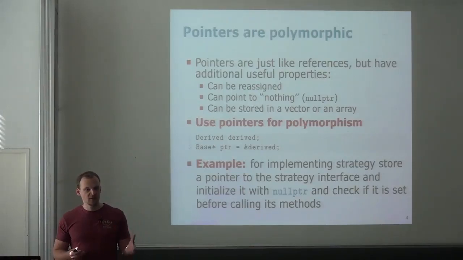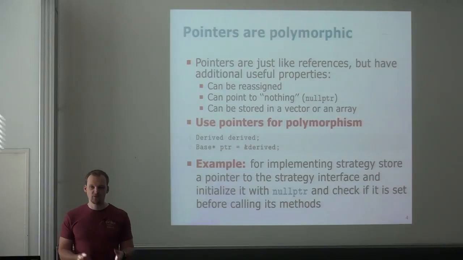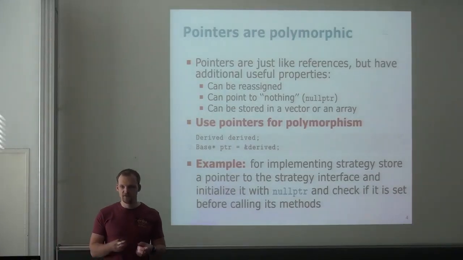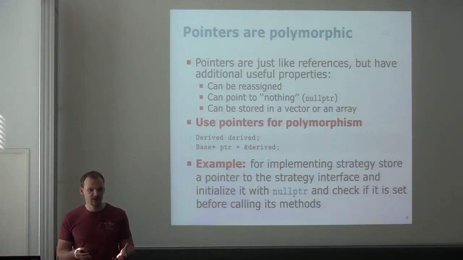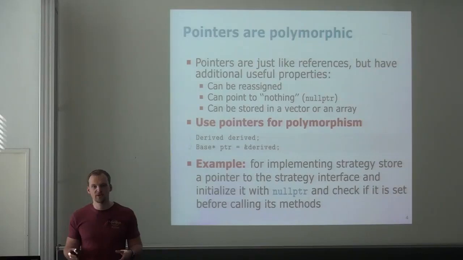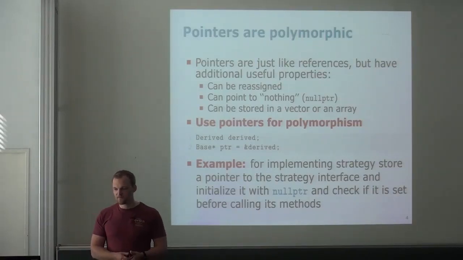Second thing is that the reference cannot point to nothing. It must point to a valid object in memory. It's not the case with pointers. The pointers can actually point to nothing, and that is what the null pointer is for. So whenever your pointer points to a null pointer, it means it points to nothing.